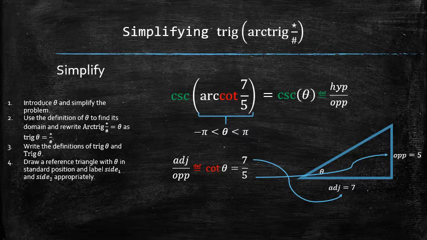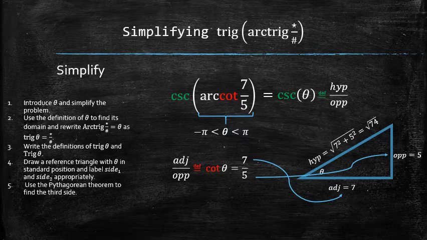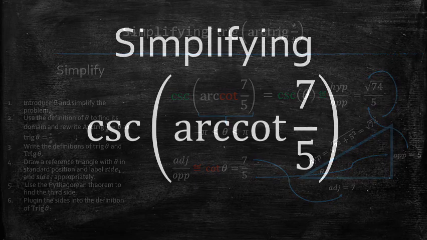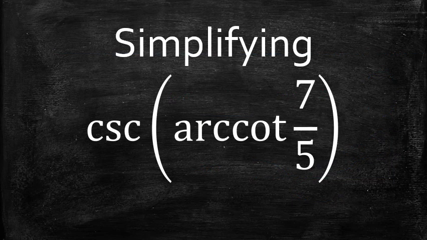Now we can use the Pythagorean theorem to find the missing side. And finally, we can plug in the opposite and hypotenuse into the formula for the original expression. So we simplified it. We simplified the given trigonometric expression, so the problem is complete.